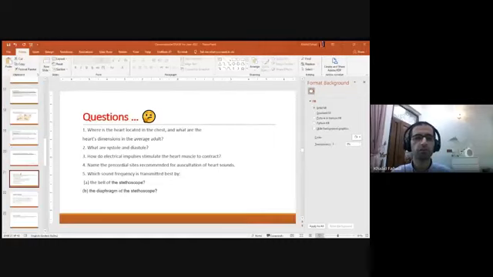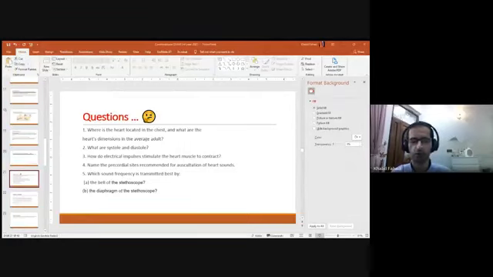The basic mnemonic for heart sounds, or the basic abbreviation, is the lub-dub sound. Lub corresponds to the first heart sound, and dub corresponds to the second heart sound. How is the heart sound produced? The first heart sound is usually produced by the closure of the trileaflet tricuspid and the bileaflet mitral valve. So closure of these two valves will produce the first heart sound.